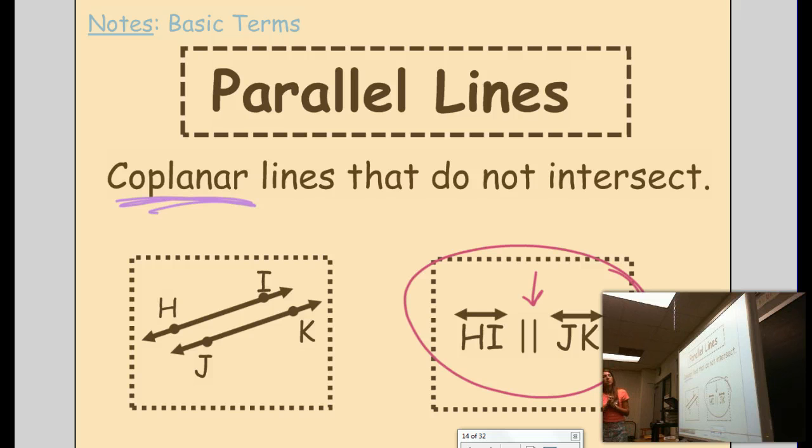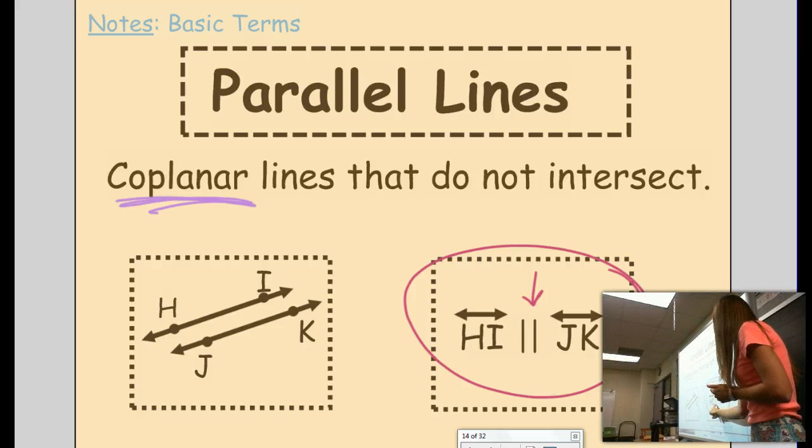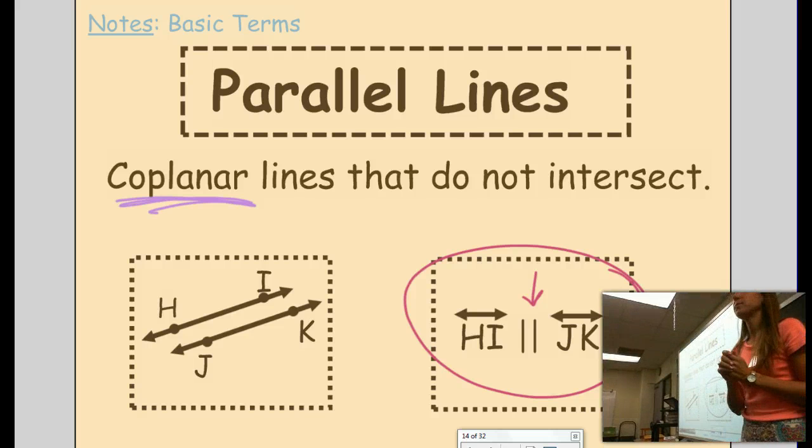So this sentence says, line HI is parallel to line JK.